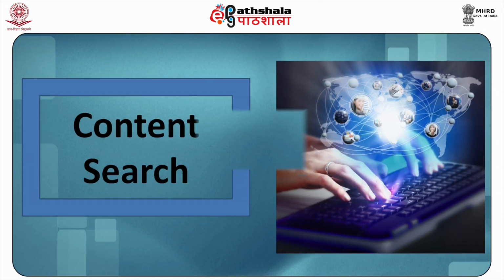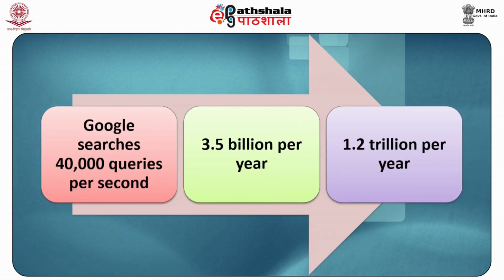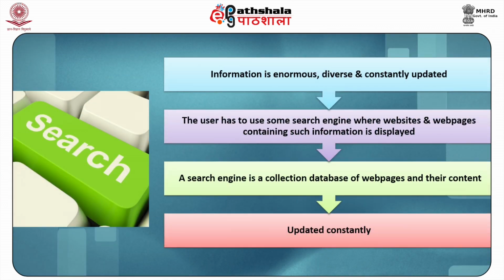Content search. The primary purpose of internet-based websites is to provide information to the public. The amount of information available on the internet is enormous, diverse, and constantly updated. So, in order to access the latest information, the user has to use some search engine where a consolidated list of websites and web pages containing such information is displayed. A search engine is a collection of database of web pages and their content. This database updates constantly and provides the latest information.